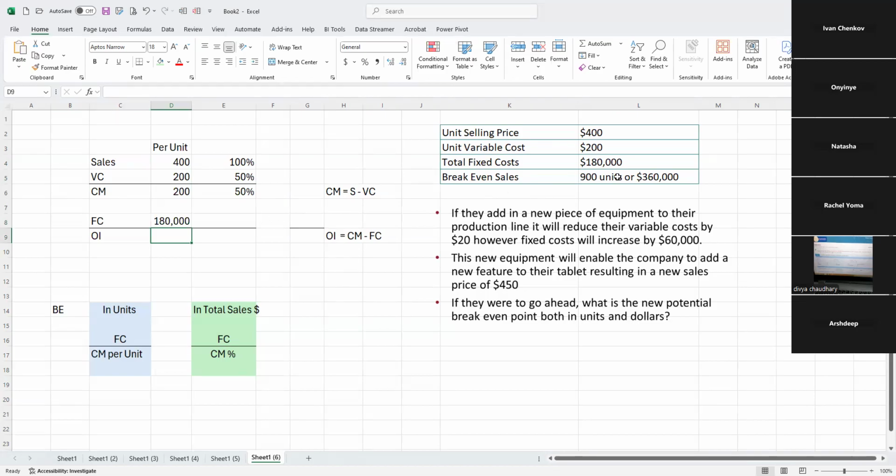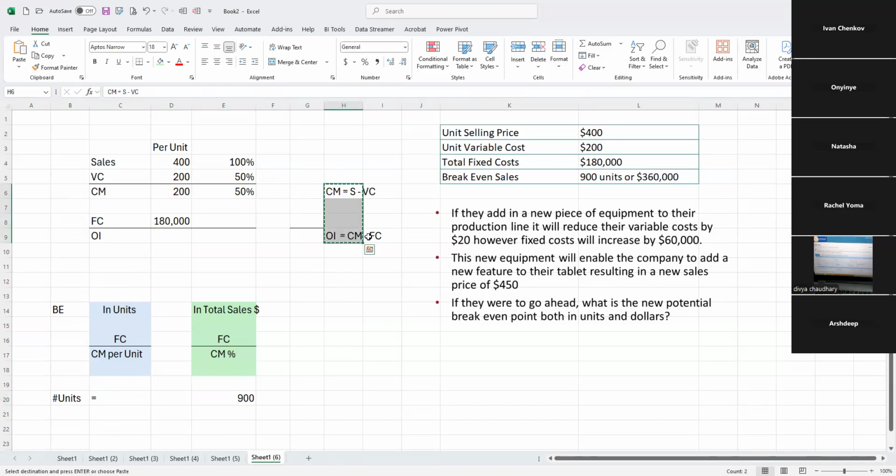So what we're chasing is the number of units that we need to sell, correct? The number of units will be equal to, we're going to use this formula, fixed cost, 180,000, divided by contribution margin per unit, 200. So 900 units, correct? If we sell 900 units, we're going to get to the break even.